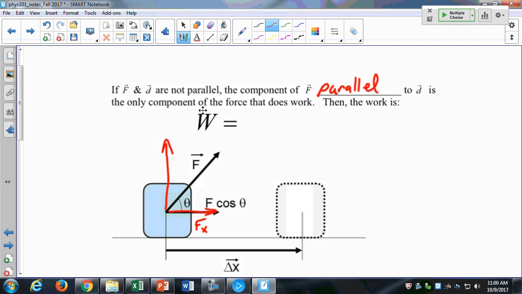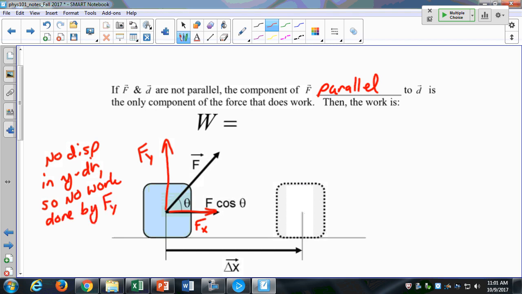The displacement, right. The displacement is only in the x direction. So Fy is not doing any work. There's no displacement in the y direction, so no work done by Fy. But the x component is doing work, and that work is equal to Fx times the displacement, which is in the x direction. So I'm going to put a little x subscript, which is going to be F cosine theta. That's just the x component of that force times d.